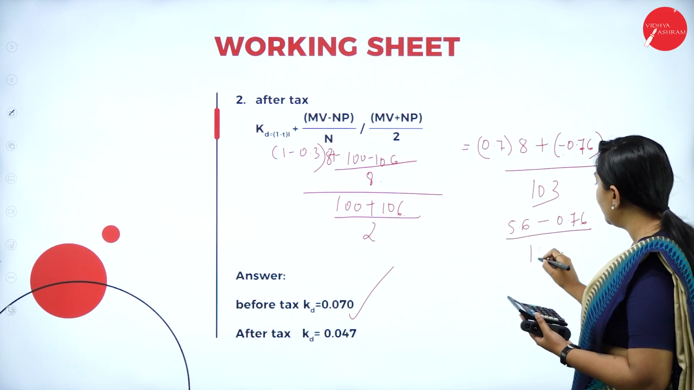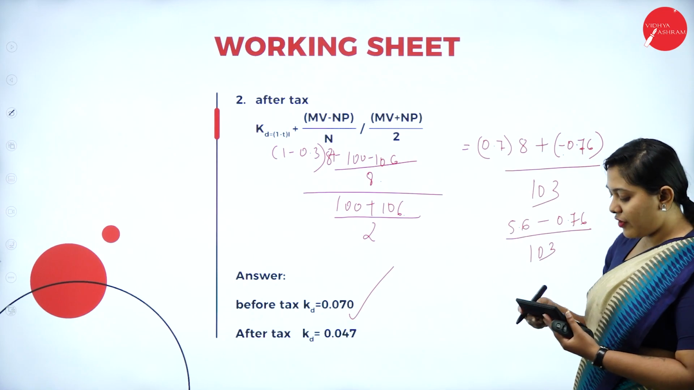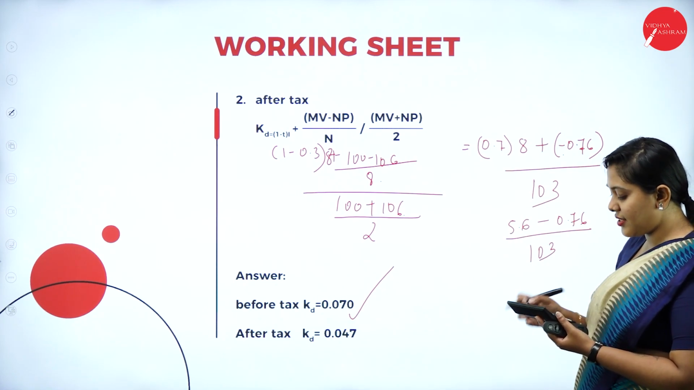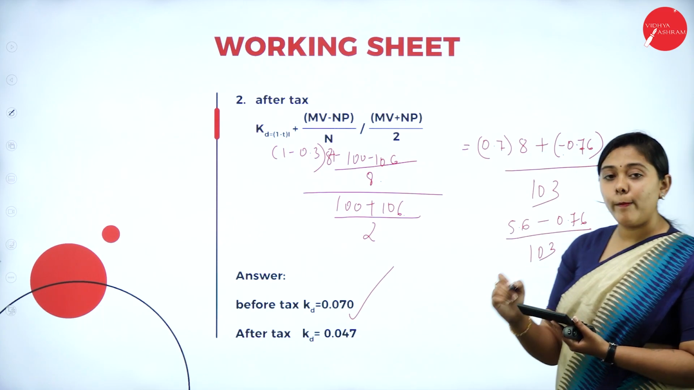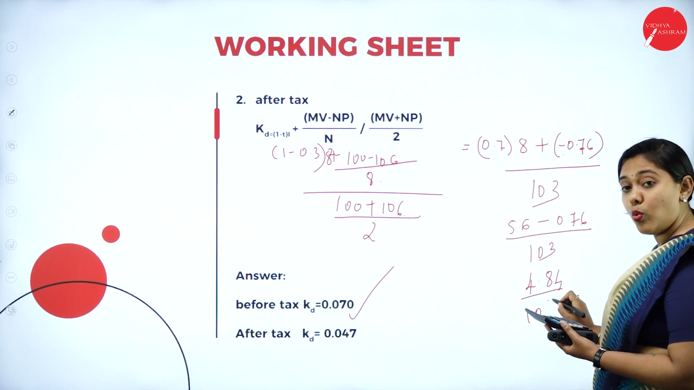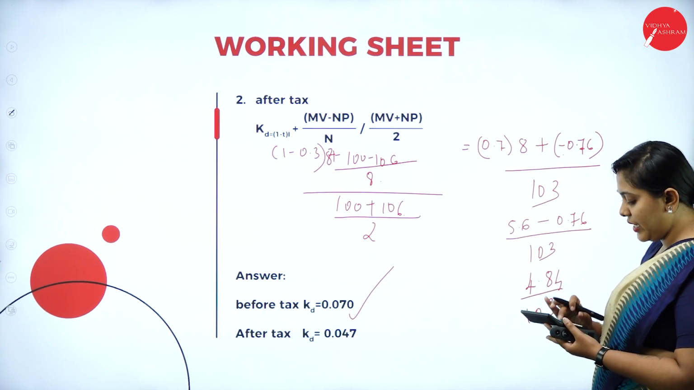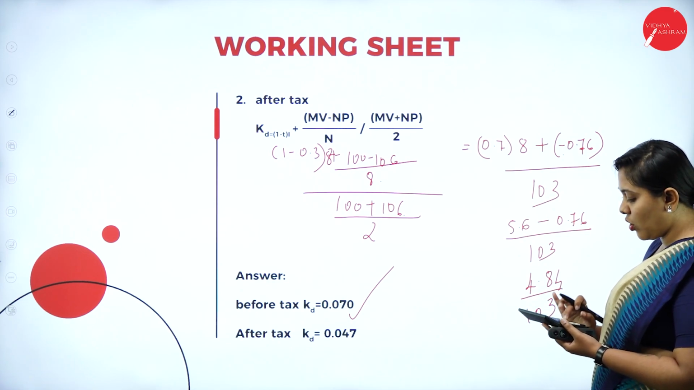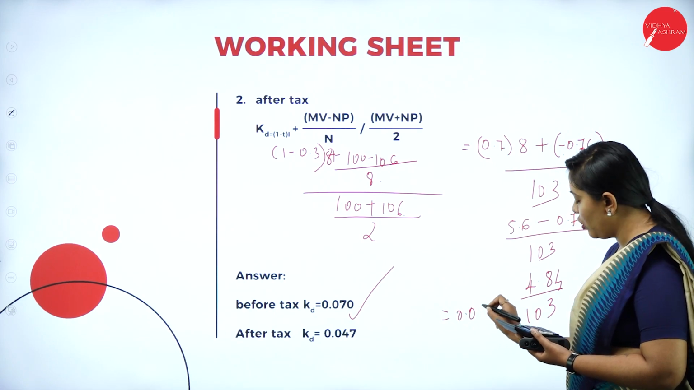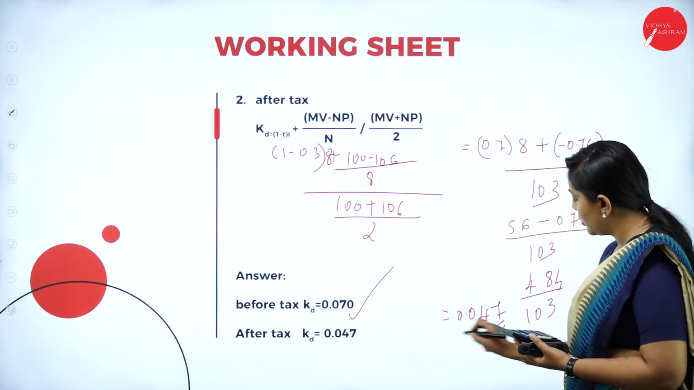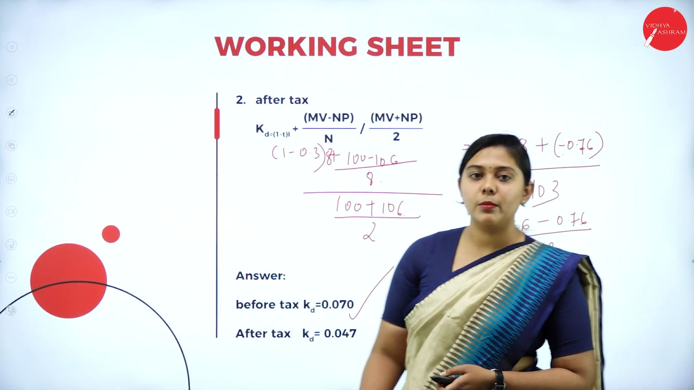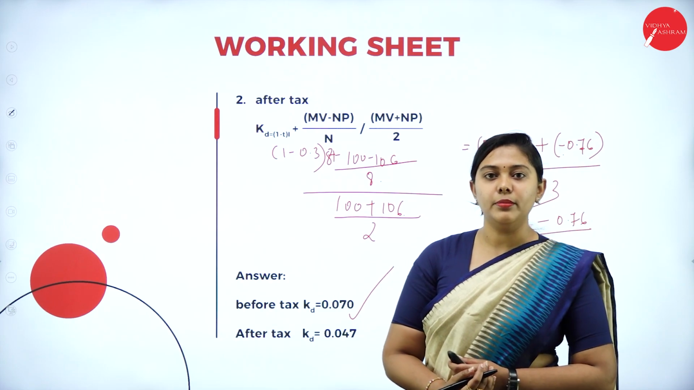0.76 divided by 103. So 5.6 minus 0.76, it is 4.84 divided by 103. So 4.84 divided by 103, the answer will be 0.047. Cost of debt after tax, redeemable problem. So this is how we solve the problem.